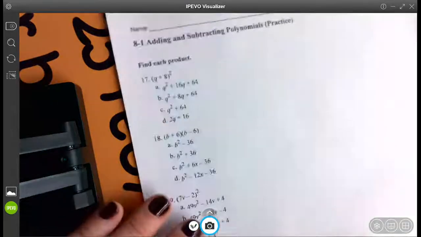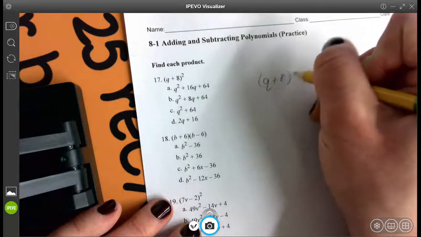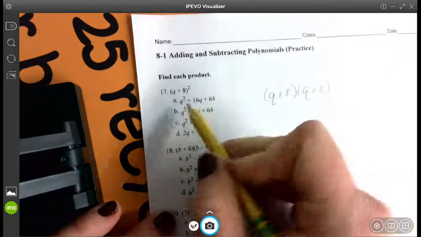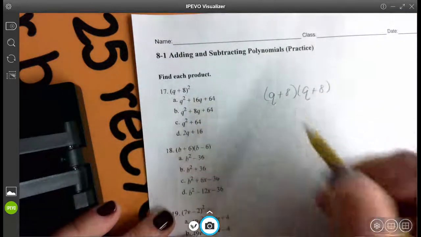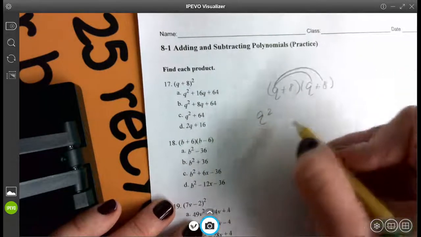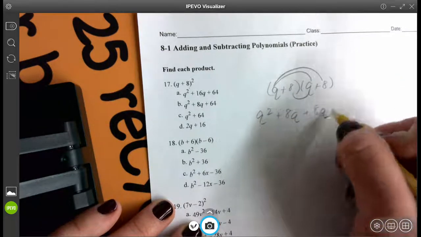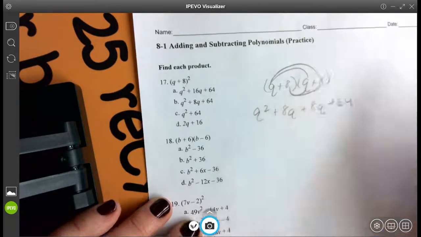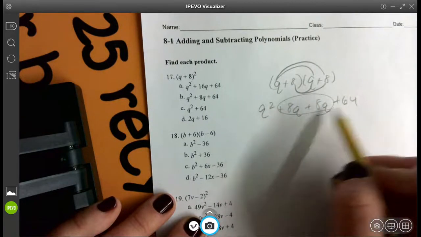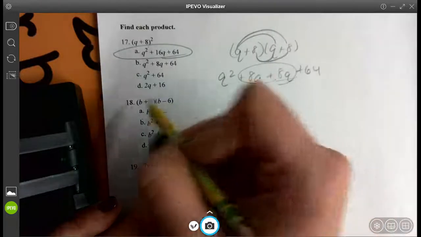All right, last page. These are actually simple. Q plus 8 times Q plus 8, because when anything is squared, it's something times itself. So we're going to have to FOIL. First, outer, inner, last. Combine like terms, it's all positives. A is your answer.